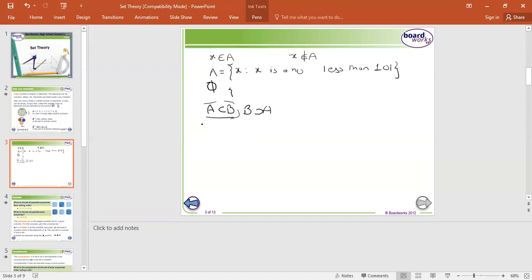Next, we will take the example of subset. First, we will write 2, 5, 7 is a subset of 1, 2, 5, 6 and 7. This 2 number belongs to this set, then 5 number belongs to this, and 7 also belongs to this set. So this set is a subset of this set.